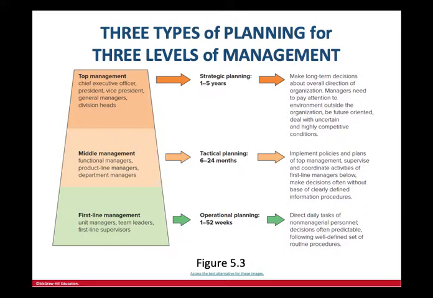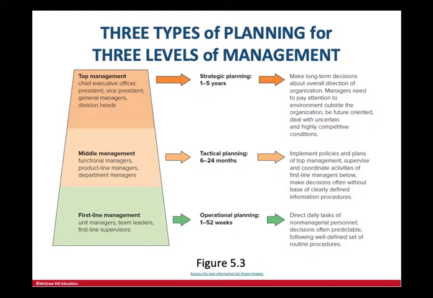So there are 3 types of planning for 3 levels of management: strategic planning, which is determined, like we said, for the 1 to 5 years; tactical, done by middle management. They determine what their departments or other work units need to do with their given resources in the next 6 to 24 months. And then we have operational planning, which is implemented, like I said, by first line managers, and they determine how to accomplish specific tasks with available resources within the next 1 to 52 weeks.